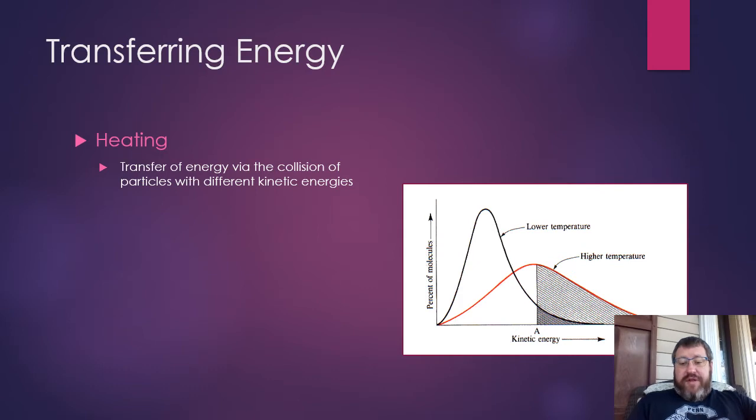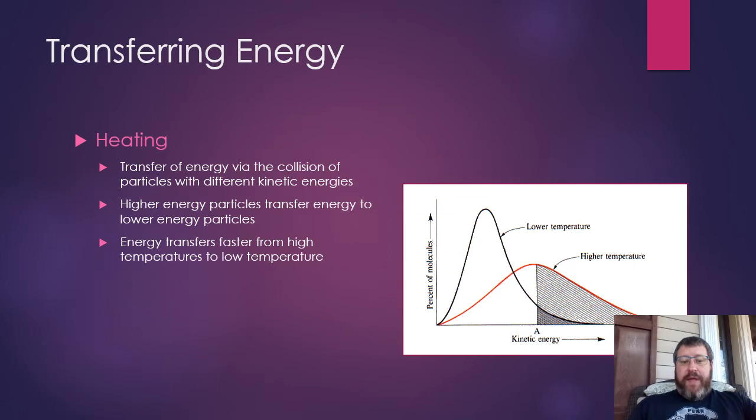So if there are all these different temperatures, really what we're saying when we're talking about heating is that higher energy particles transfer energy to lower energy particles, but energy transfers faster from high temperatures to low temperatures. Energy goes both directions. This goes back to diffusion.